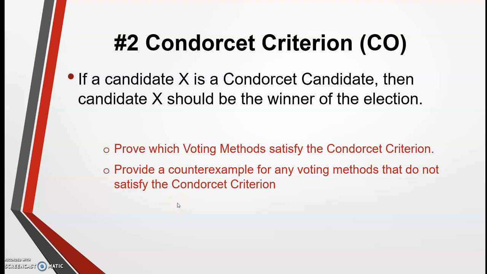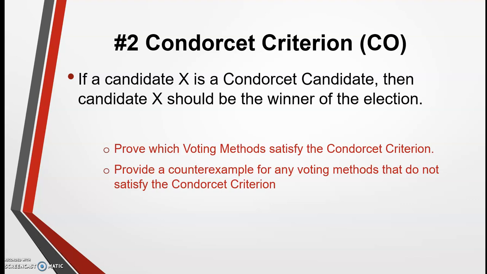The second of the four fairness criteria that we'll be discussing is the Condorcet criterion. The Condorcet criterion says if a candidate X is a Condorcet candidate, then that candidate should be the winner of the election. So if we have a Condorcet candidate, then the Condorcet candidate should win the election. Notice that for the Condorcet criterion, the hypothesis is that we have to have a Condorcet candidate, and then the conclusion is that that candidate has to be the winner.